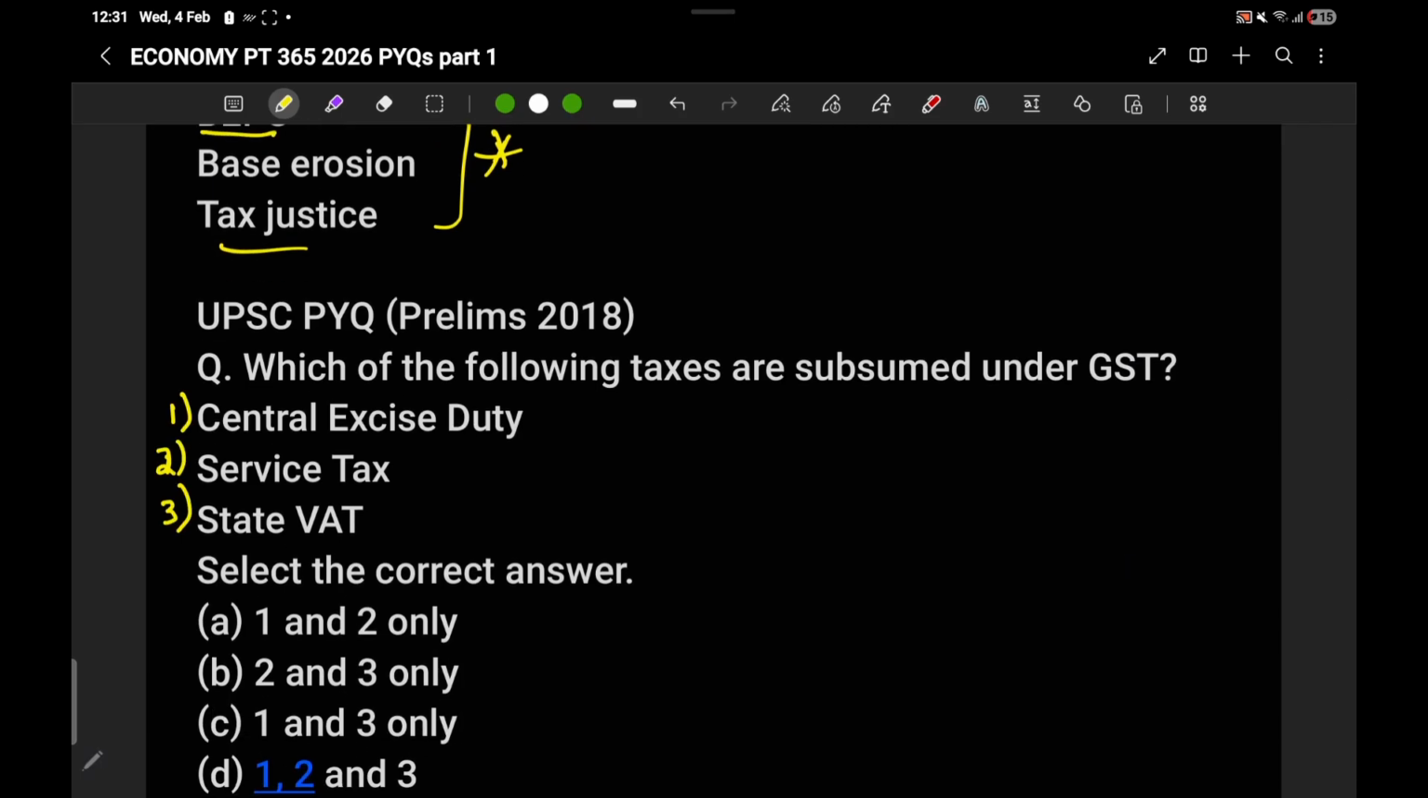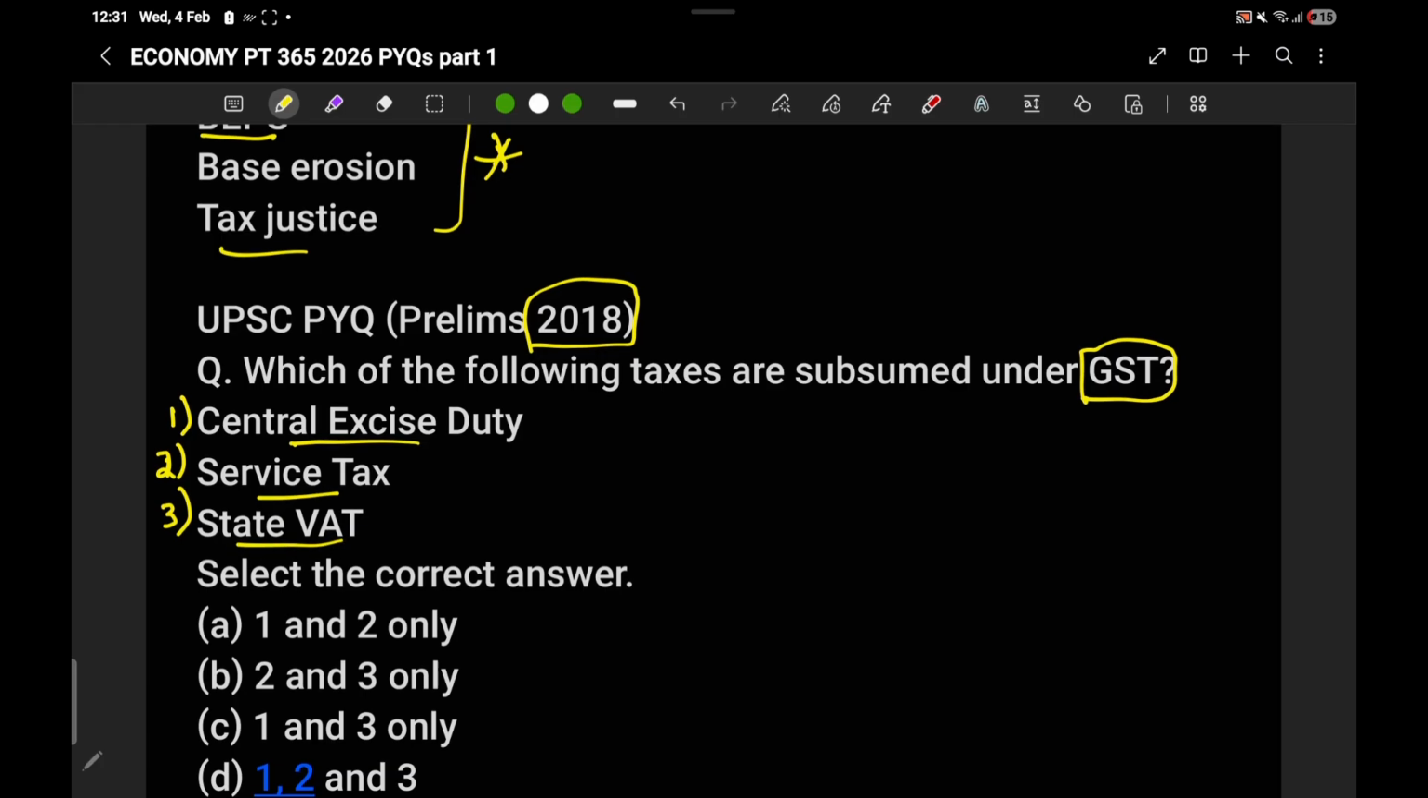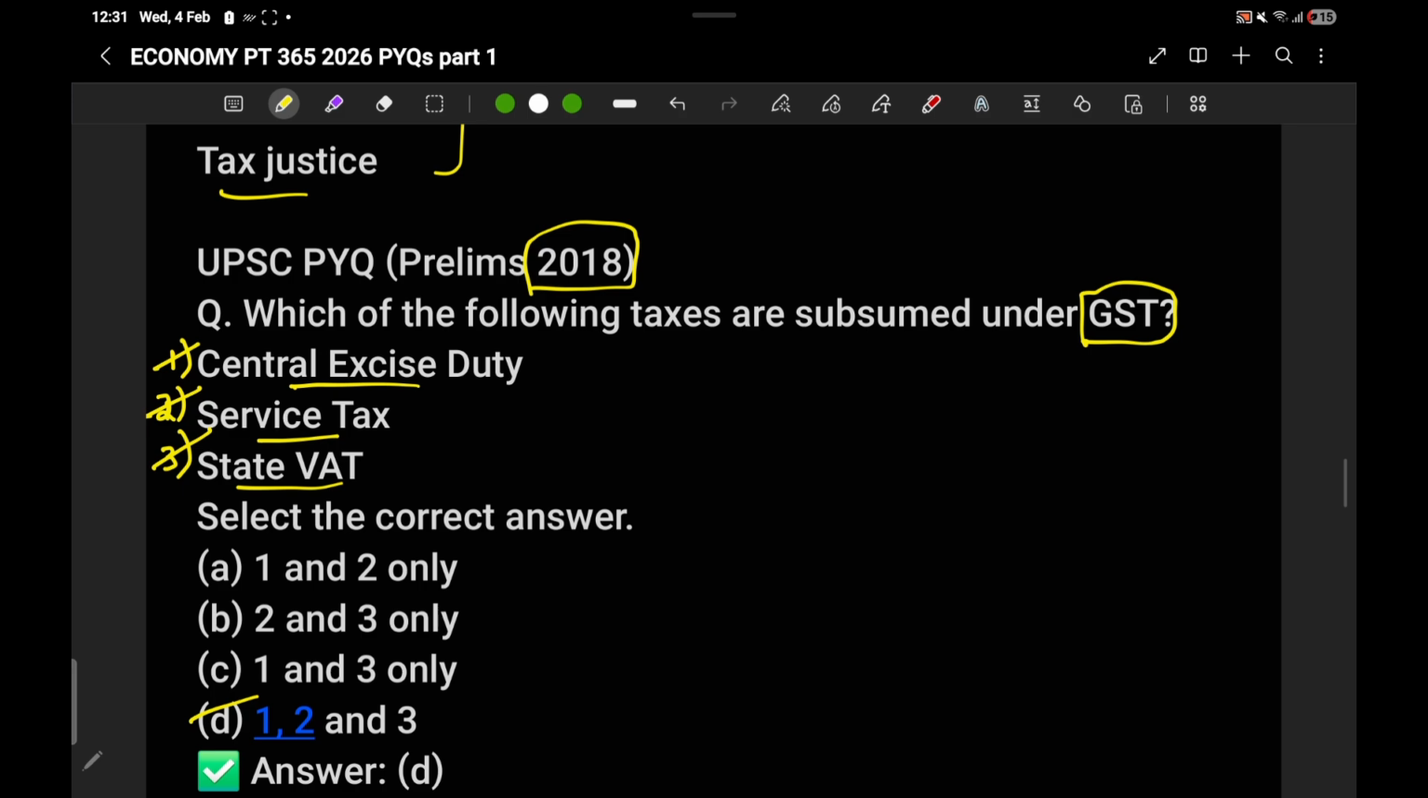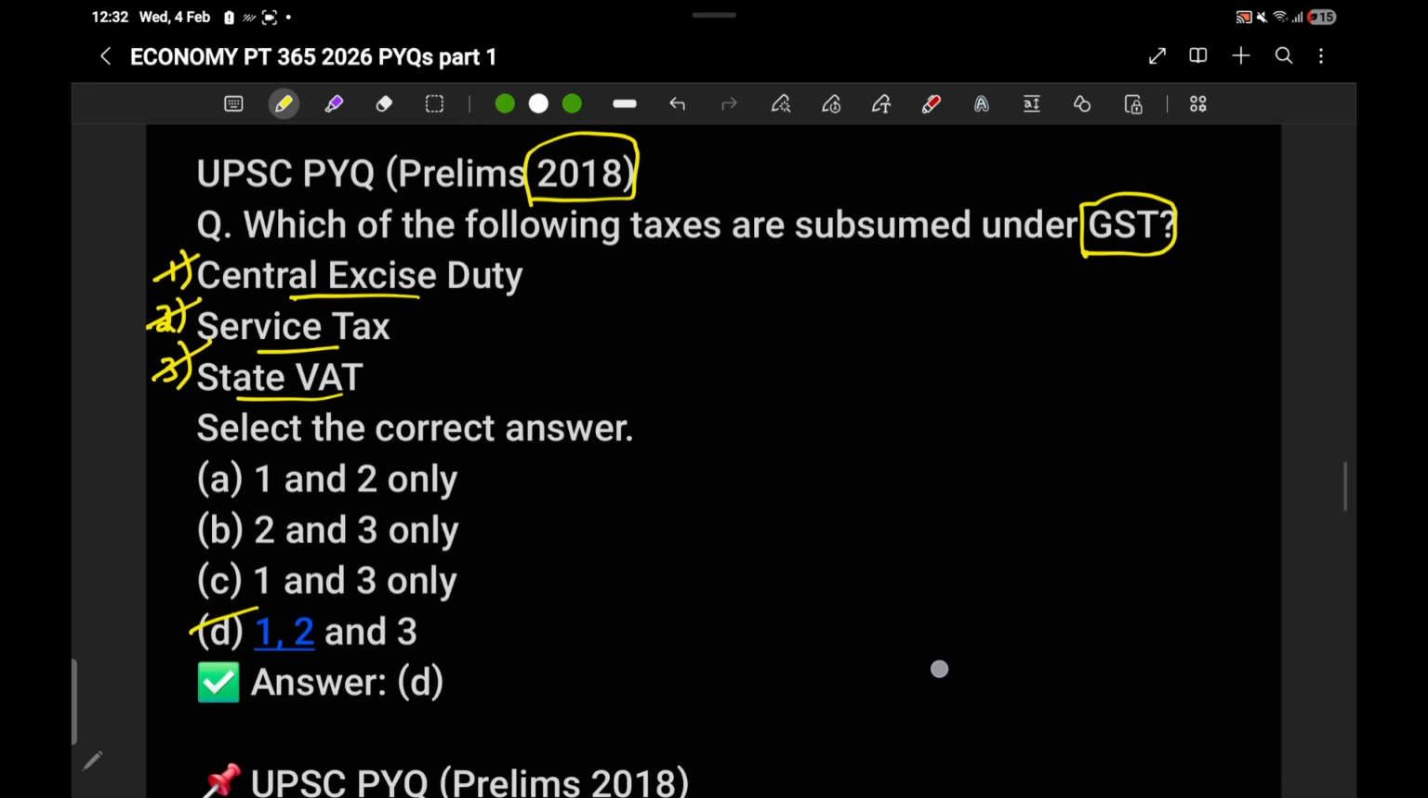Okay. So yesterday we were seeing about the GST 2.0 reforms, right? The question has been asked in 2018 on GST. Which of the following taxes are subsumed under GST? Okay, first one, central excise duty, service tax, state VAT. Take a pause. So the answer for this question is central excise duty, service tax, state VAT, all are subsumed under the GST now. Okay, so option D is the answer. Let's go to the next question.